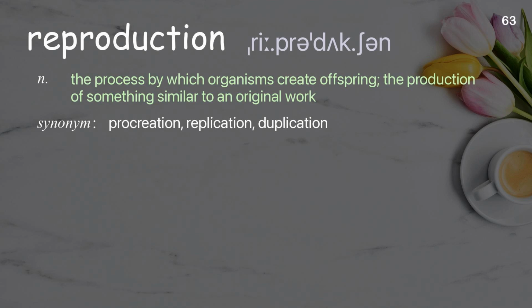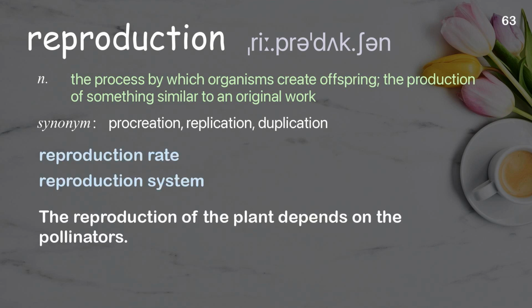Reproduction. The process by which organisms create offspring, the production of something similar to an original work. Examples: reproduction rate, reproduction system. The reproduction of the plant depends on the pollinators.